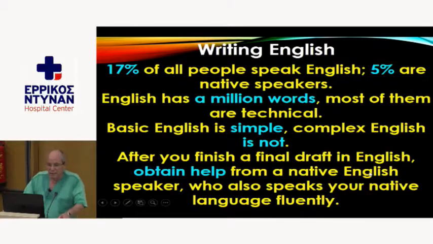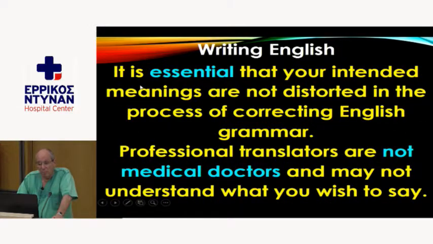Remember the following: 17% of all people in the world speak English. 5% are native speakers. English has 1 million words. Most of them are technical. Basic English is simple. Complex English is not. After you finish a final draft in English, obtain help from a native English speaker who also speaks your native language fluently. This is very important, because most journals will ask you to check the English, because some people are doing it themselves. But some others send it back, saying please check the English, and later give us back your paper.